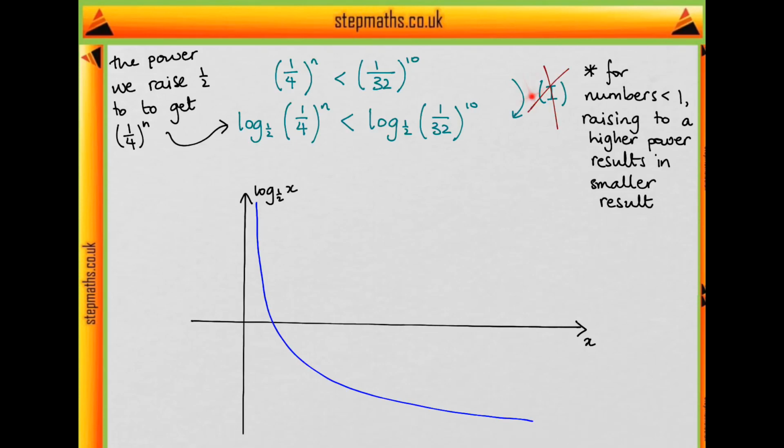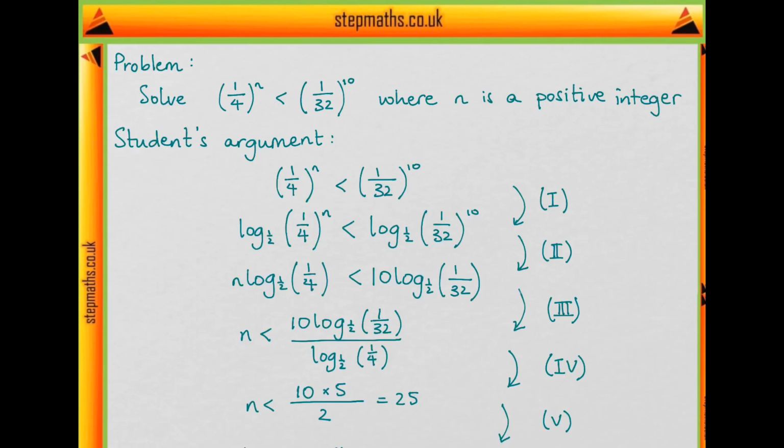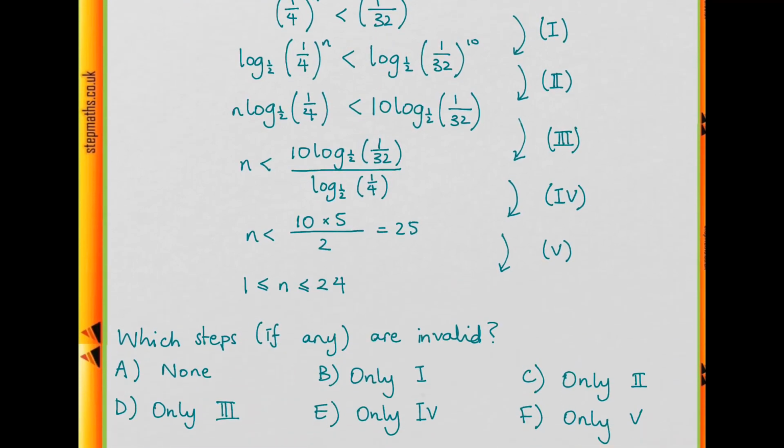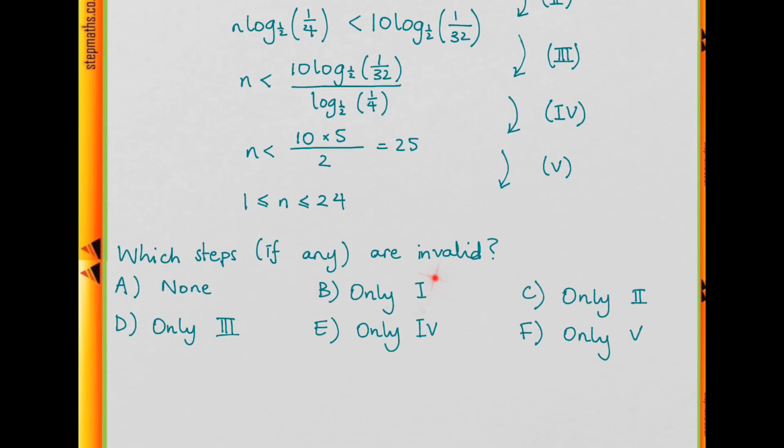So now we've figured out that step 1 is invalid. We don't even need to look at the rest of these steps because there is only one option here that will let us say that 1 is invalid. So we immediately have that the answer is B.